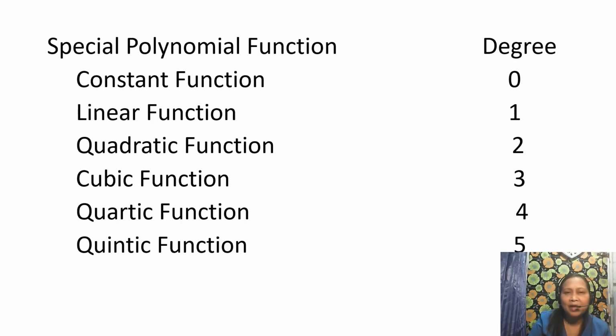Polynomial functions have special names depending on their degree. So if it is a constant function, the degree is 0. If it is a linear function, the degree is 1. If it is a quadratic function, the degree is 2. If it is a cubic function, the degree is 3. If it is a quartic function, the degree is 4. And if it is a quintic function, the degree is 5.